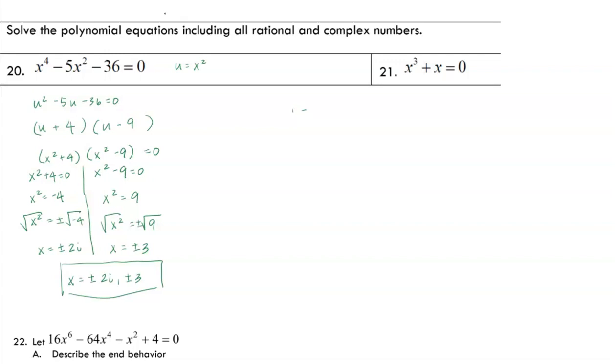Nice. Okay, let's just factor out an x. X times x squared plus 1 equals 0. X equals 0, or x squared plus 1 equals 0. X squared equals negative 1, so x equals plus or minus the square root of negative 1. X equals plus or minus i. Yay! So x equals 0, plus or minus i.